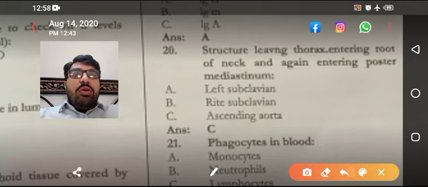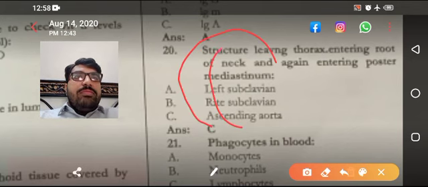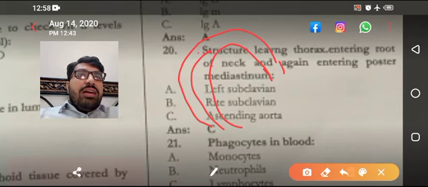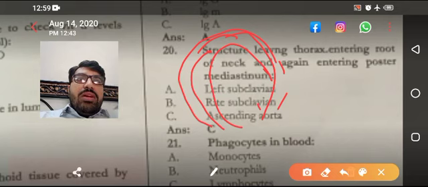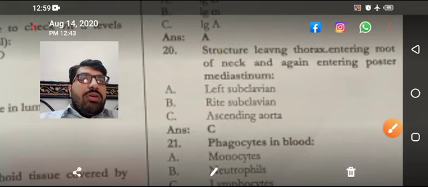Structure leaving the thorax, entering the root of the neck and again entering the posterior mediastinum. So they're talking about the aorta. The aorta moves like that. So it leaves the thorax, enters the root of the neck, and again enters the posterior mediastinum. So they are talking about the arch or the ascending aorta.